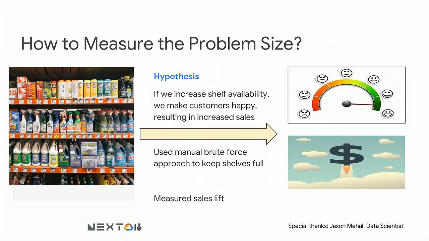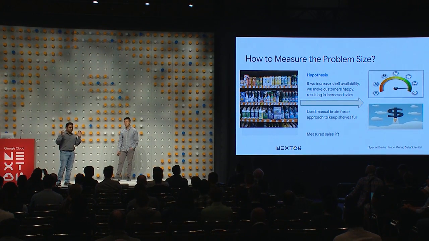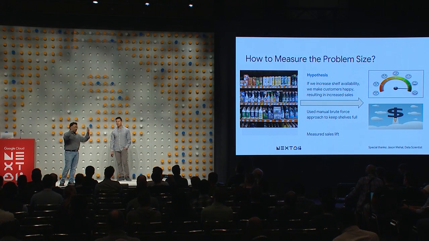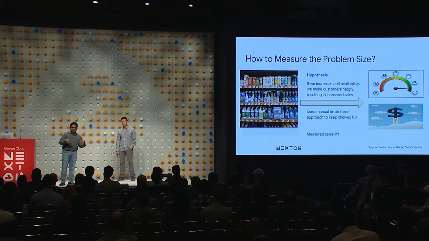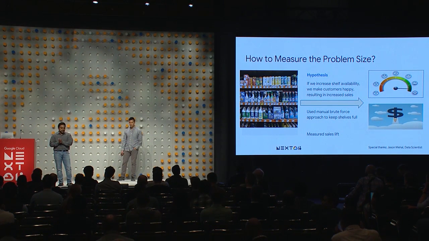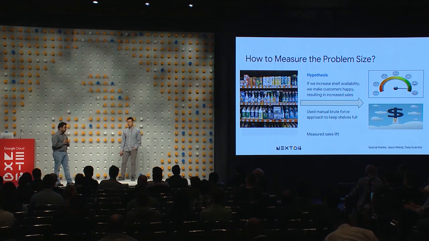So to test this hypothesis out, we did an experiment where we used a manual brute force approach to make sure that the shelves were always full. Now, we would not have done this throughout the company as a real thing, but just to test out what the impact would be, we had a control group and a treatment group where we would employ labor to go in 3 times a day, get the stuff from anywhere in the store, from the overhead, stock the shelves full, and make sure that the product is available for the customer. And doing that across a period of time, we were able to measure the sales lift.